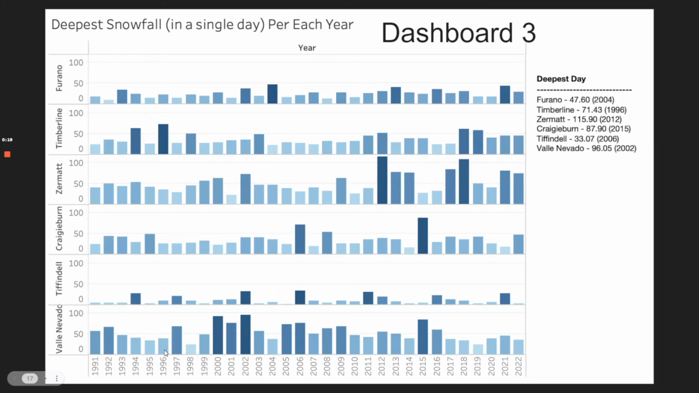Deepest snowfall in a single day per year shows that Zermatt had the deepest snowfall in a single day, in 2012, about 115 inches in the northern hemisphere, and Valle Nevado's deepest snowfall in a single day was in 2022 at 96 inches in the southern hemisphere.